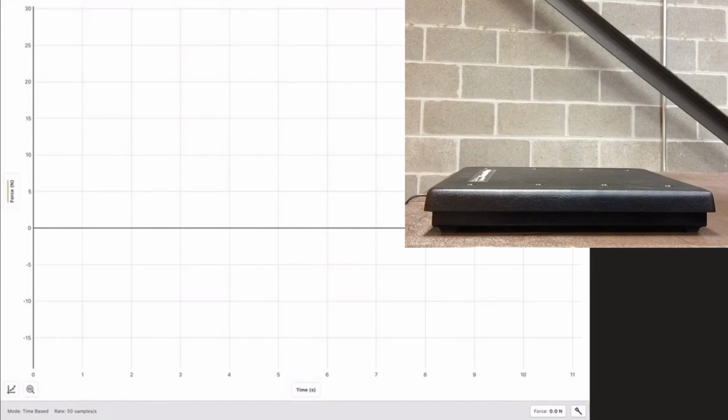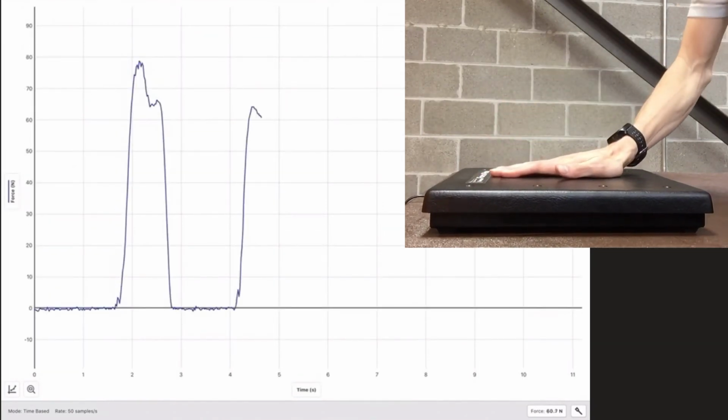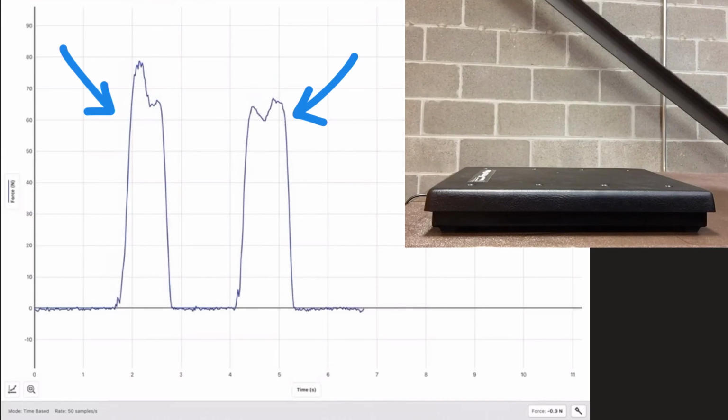So you can see when I hit go, and there's nothing on the plate, what does it read? 0 newtons. You can see it bounces up and down a little bit, but it's right around 0, which makes sense because there's nothing on the force plate. Now instead, if I take the force plate and I push my hand on it, you can see that it registers however much force the plate's pushing on my hand, the normal force of the plate on my hand. That's how a force plate works.